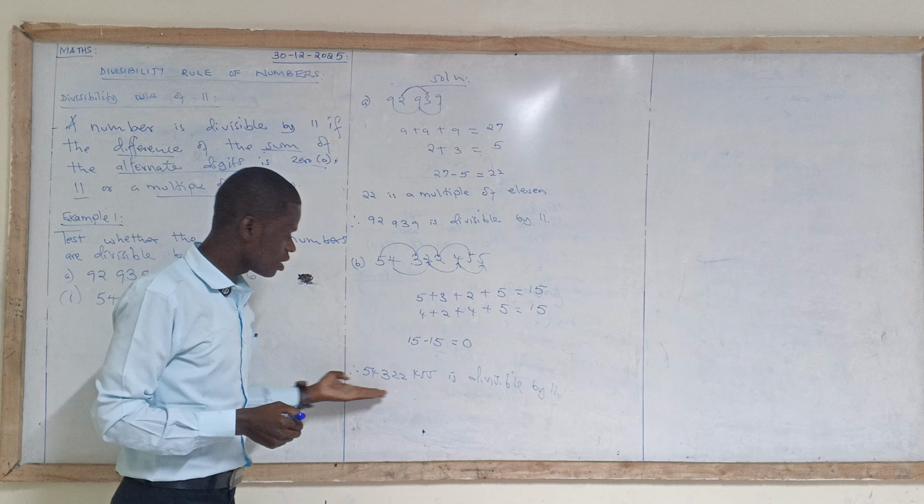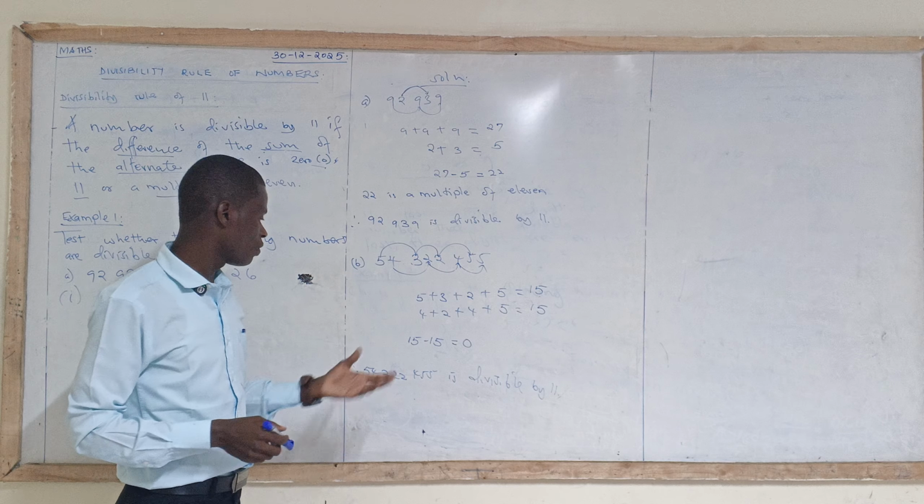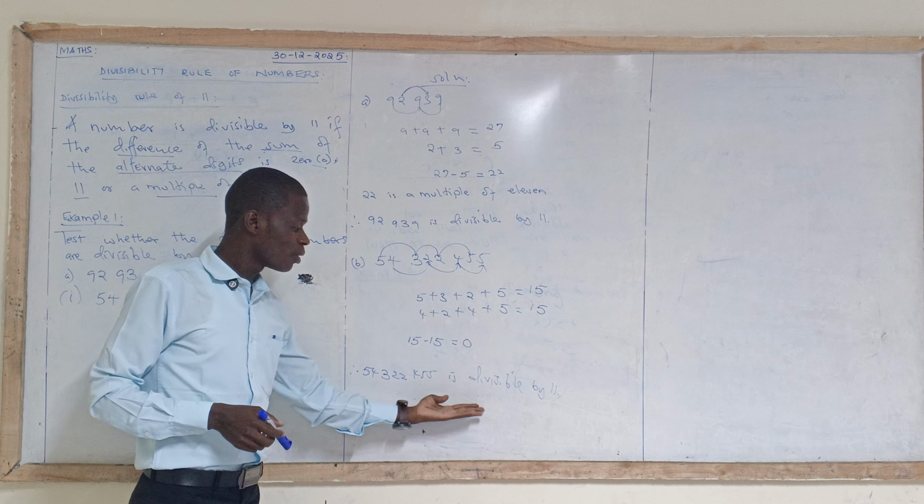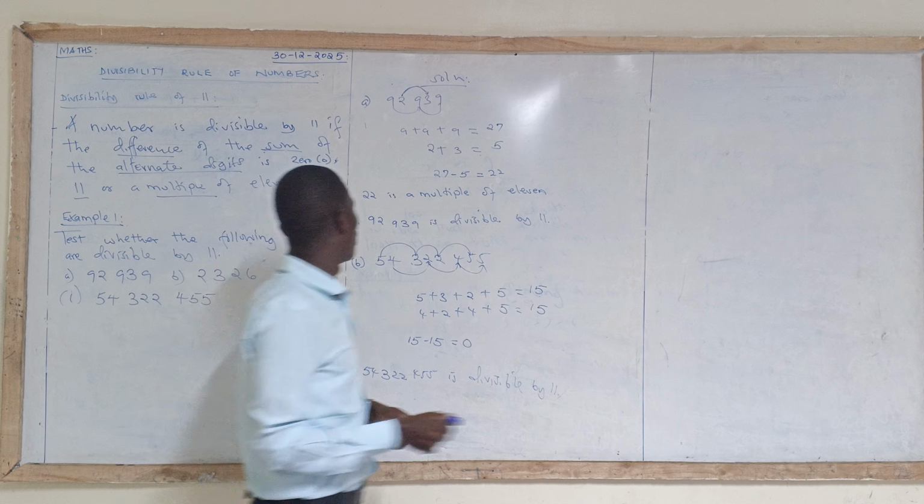So already, you see, this number is divisible by 11. But have we divided it by 11? No, we have not. So here, it's just a matter of testing. Once we test and find, we are okay.